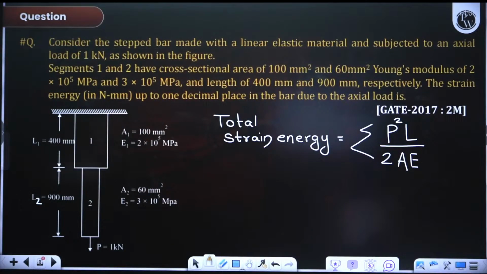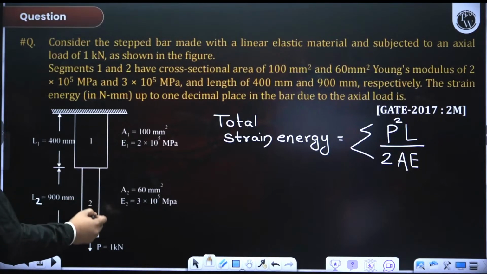Now you solve. You see the unit is given as Newton mm, so convert everything into Newton mm. Okay, let's solve this. This question came in GATE 2017. Now this P load is common to both, so here I can say P1 is equal to P2 is equal to 1. This P load is common to both the bars.